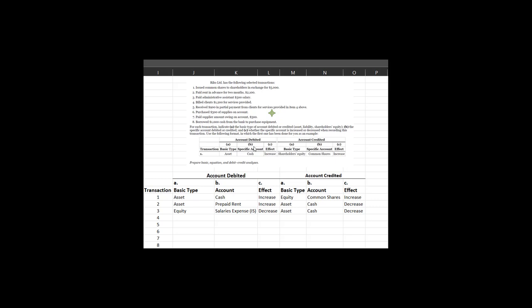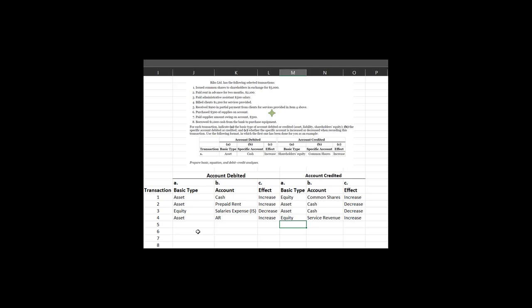Billed clients $1,200 for services provided. All right, so that means that we did work for clients, but they haven't paid us yet, which means that we are going to record the fact that we are expecting to receive accounts receivable in the future. So I'm going to put AR for accounts receivable, and this is an increase. Okay, and that was for work that we performed. And so our service revenue is going to be increasing. And service revenue will roll up to be part of the equity account.